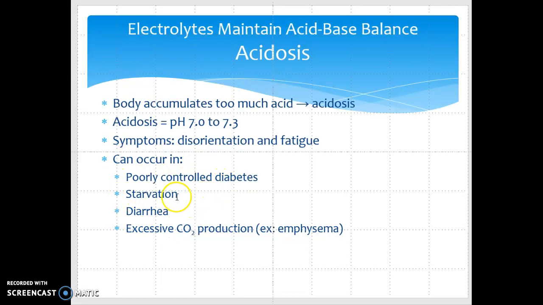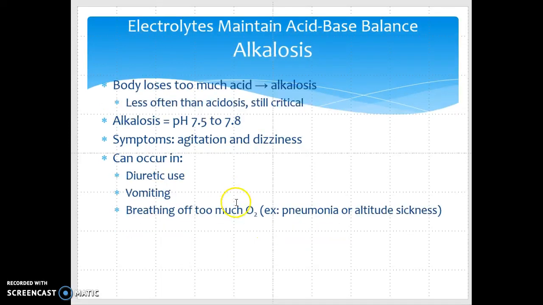And it can occur during starvation, or if you're diabetic and not taking insulin, or if you just had a sickness, a diarrhea, or if you have some breathing problems and you have too much carbon dioxide expressed and not enough oxygen, that can cause it. Or you can have alkalosis, which is too much alkaline. Now you've gotten your pH above the 7.4, which is neutral. And this can also cause dizziness and agitation.